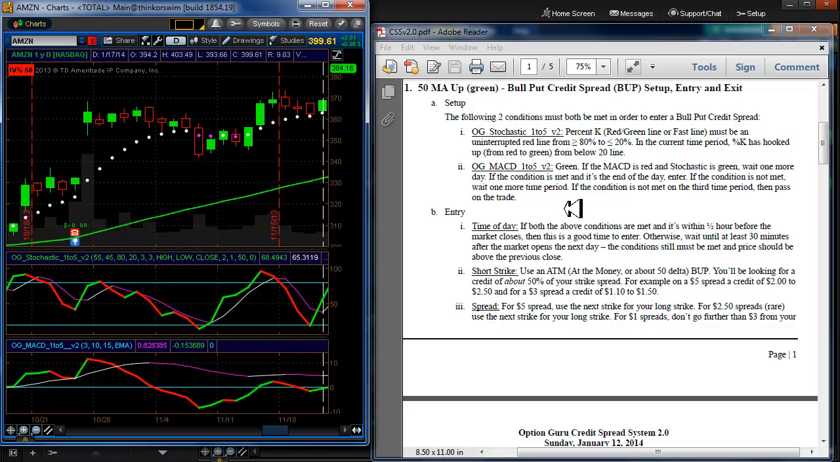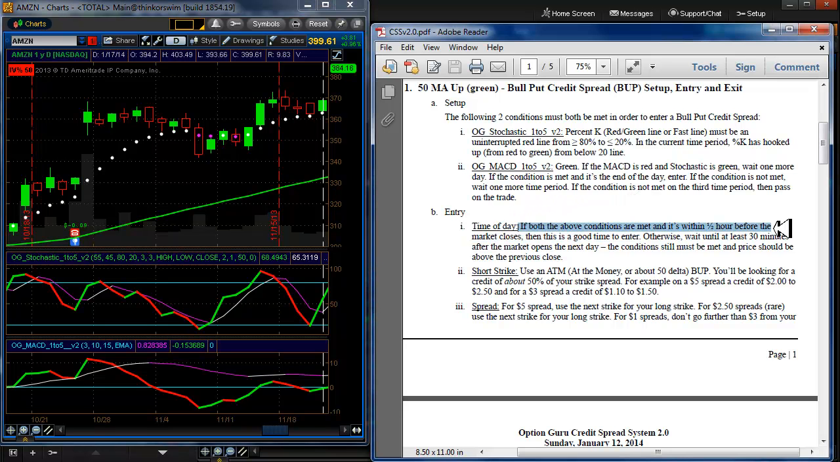Alright, next one: time of day. If both conditions are met and it's within a half hour before the market closes, then it's a good time to enter. So theoretically, you would enter somewhere up here on this candle at 368 or something like that. So you might be shooting for a 370 strike, but we'll get to that in a minute. Otherwise, wait until at least 30 minutes after the market opens the next day.